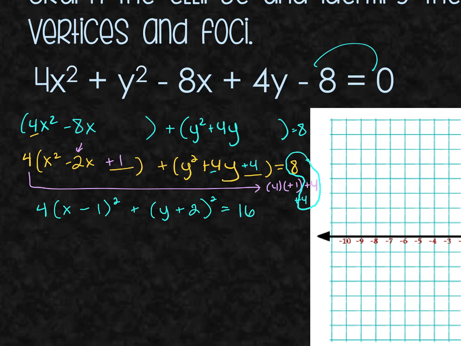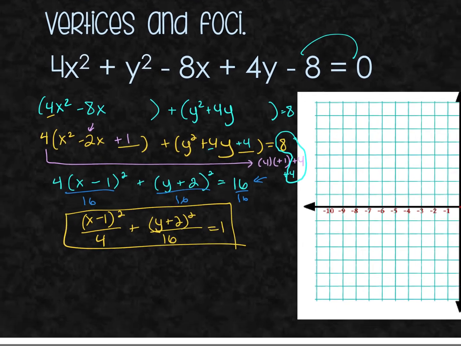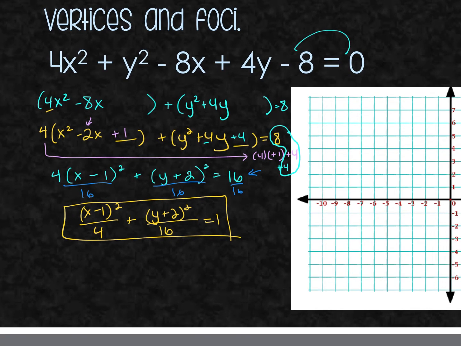Now the other side of the equal sign has to be 1, so I'm going to divide all three of these by 16. And I end up with (x minus 1) squared over 4 plus (y plus 2) squared over 16 equals 1. So now my equation's in standard form, and then I got to figure out all the information about this ellipse.